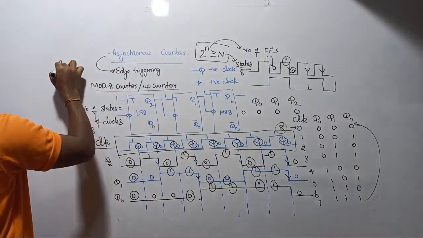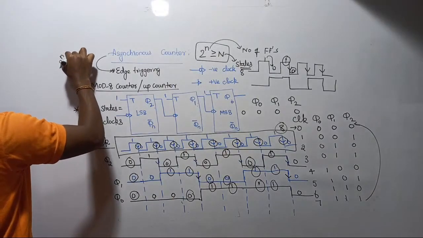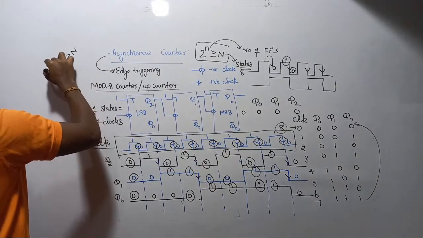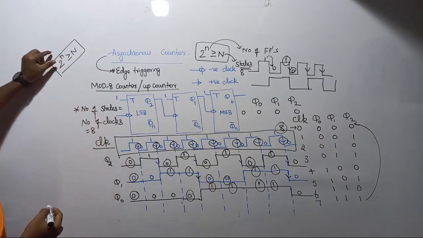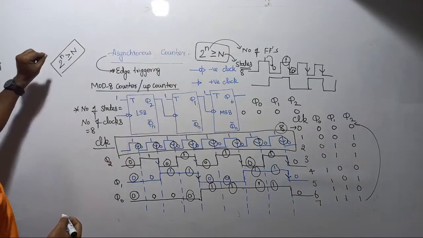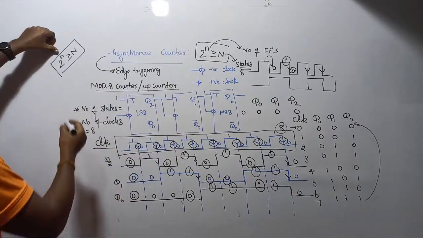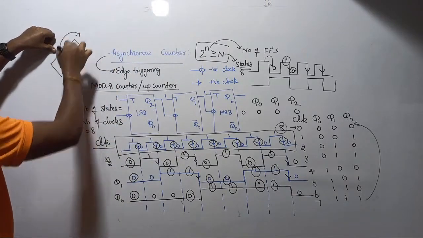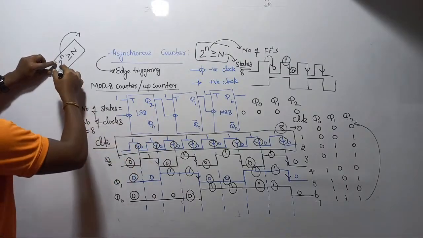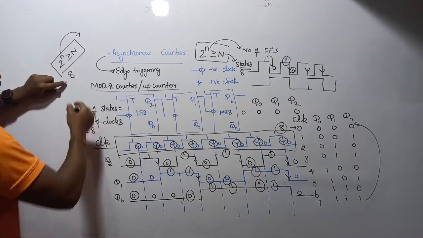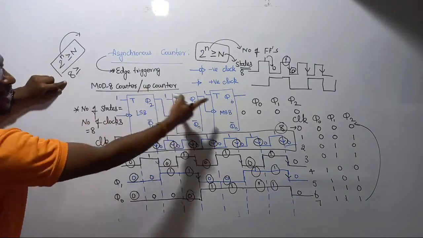See, that relation is 2 power n is greater than or equal to N. That is the general relation between the number of states and the number of flip-flops. Small n denotes the number of flip-flops, capital N denotes the number of states. Now here, this small n is what? How many flip-flops are you taking here? 3 flip-flops, right? So with the help of 3 flip-flops, you can count 8 states, which is greater than or equal to the number of states we got, 8 only, right?